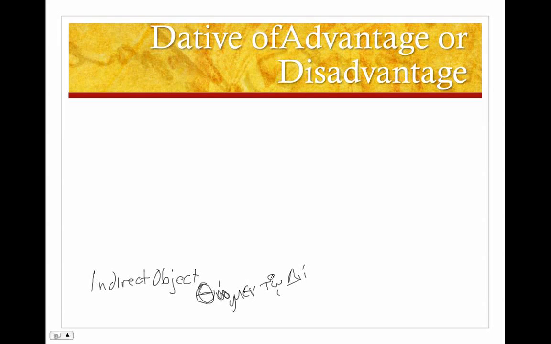Now, sort of an offshoot of this is the dative of advantage or disadvantage. That is the person who benefits from a particular action, or the opposite. If this is dangerous for us, so it's to the advantage or disadvantage, that person is going to be put in the dative.